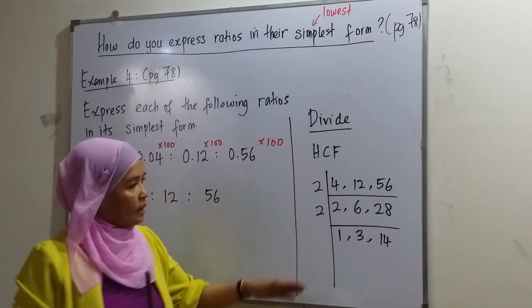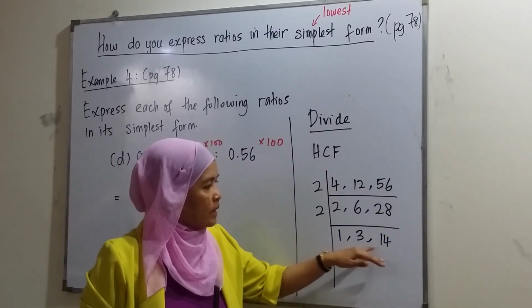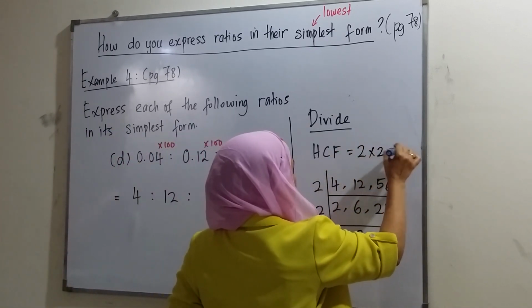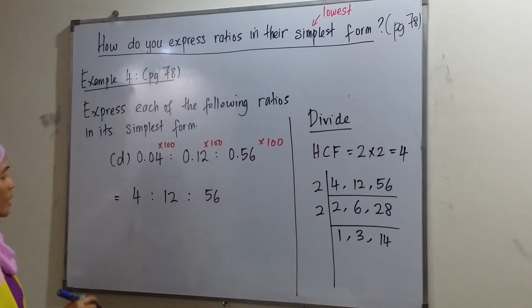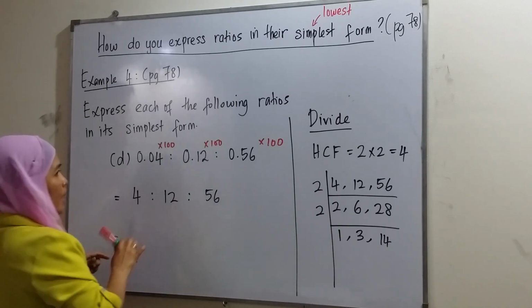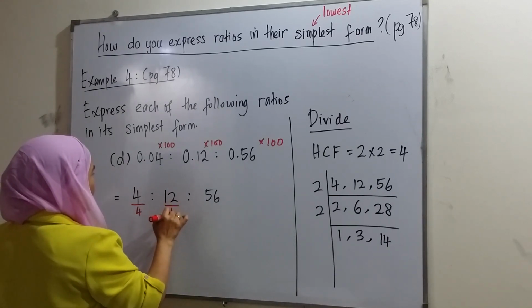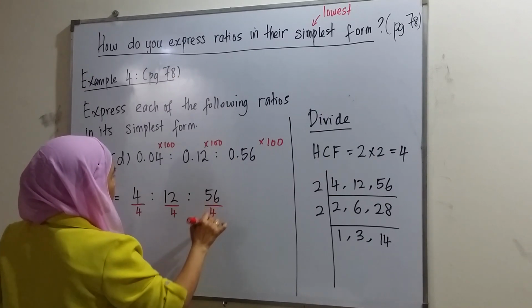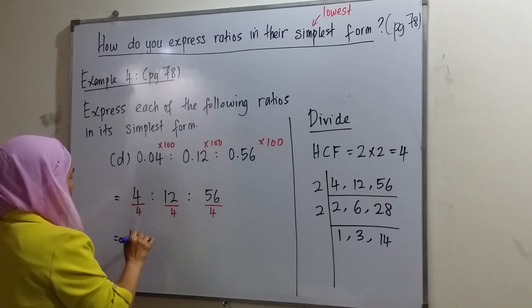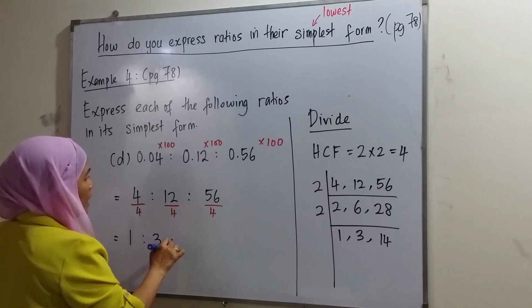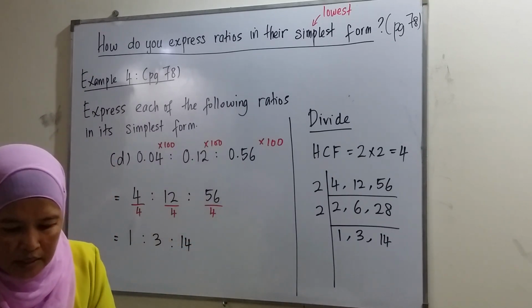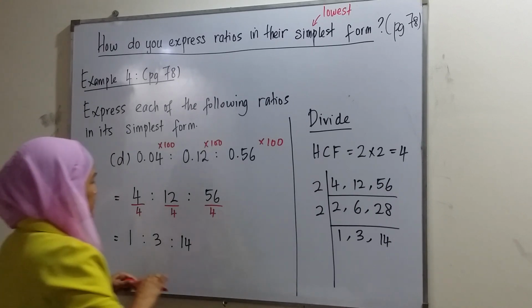So, no more. No number can divide all three of these. So, highest common factor is 2 times 2 equal to 4. So, it means that here 4 divided by 4, 12 divided by 4, 56 divided by 4. So, 4 divided by 4 is 1. 12 divided by 4 is 3. 56 divided by 4 is 14. So this is the final answer.